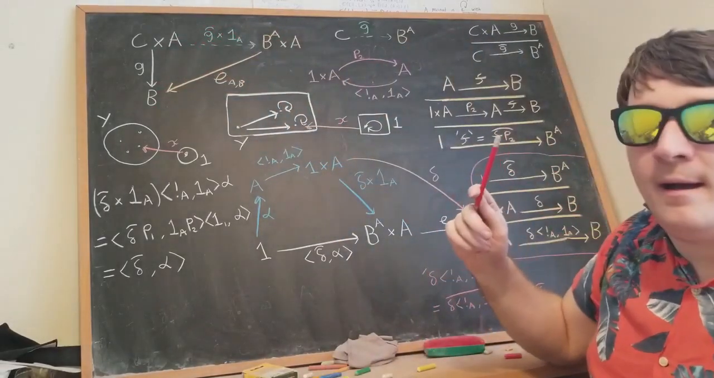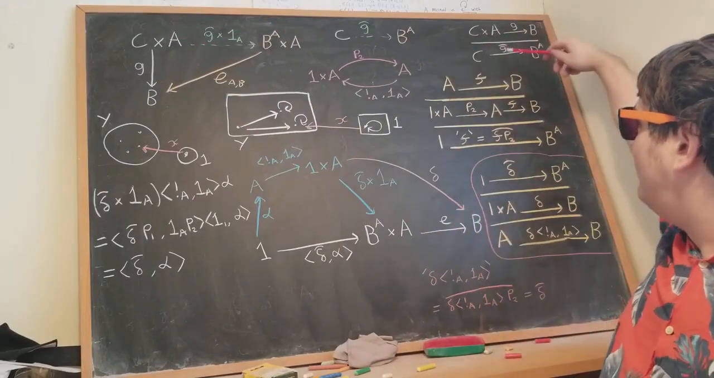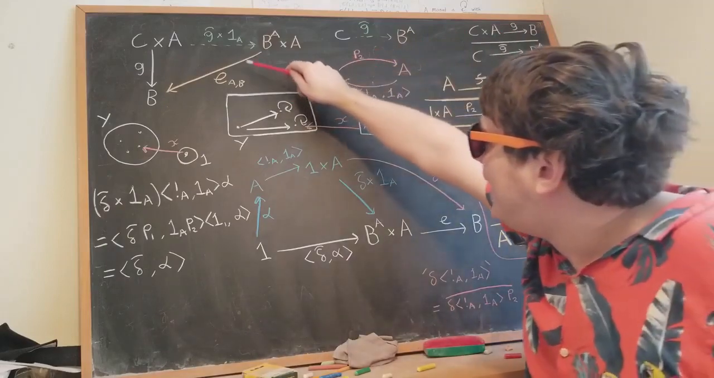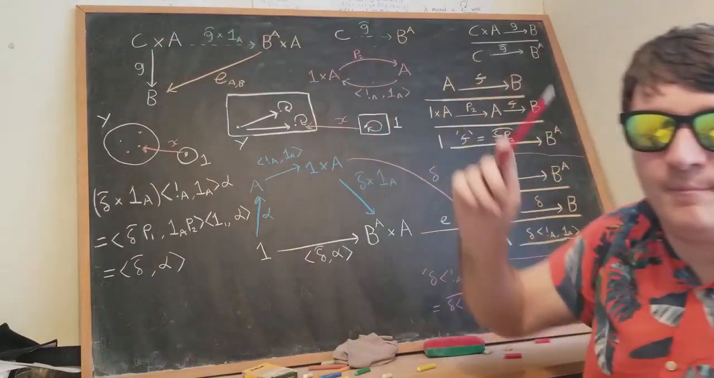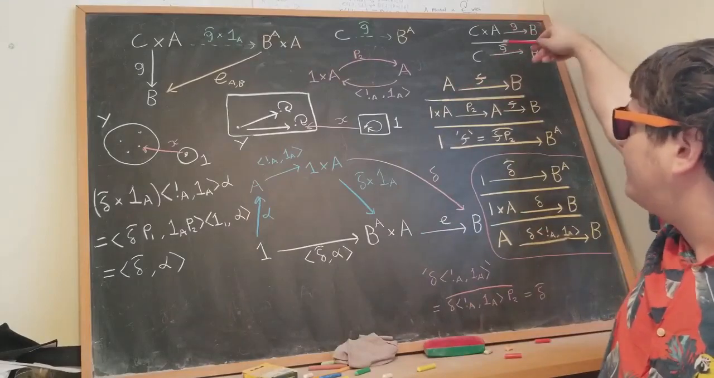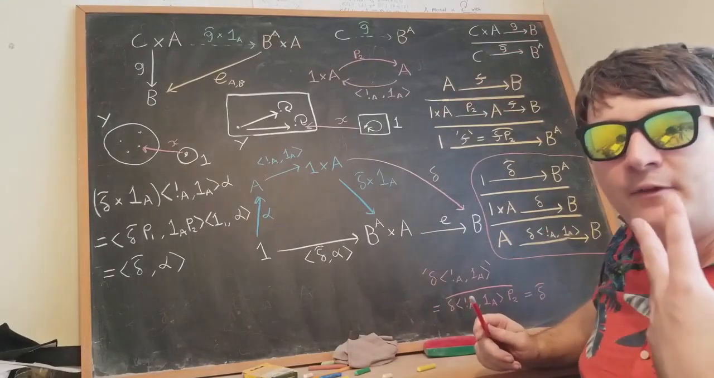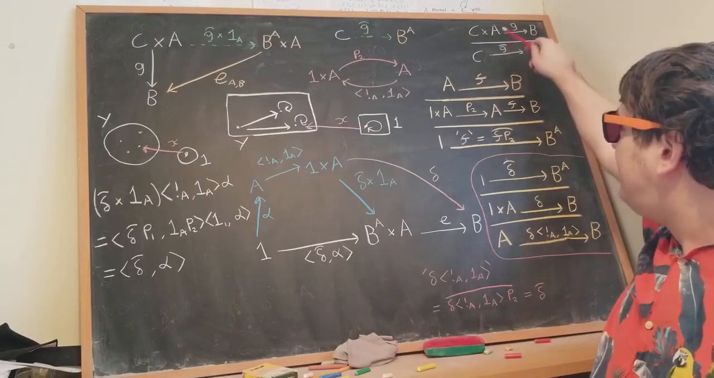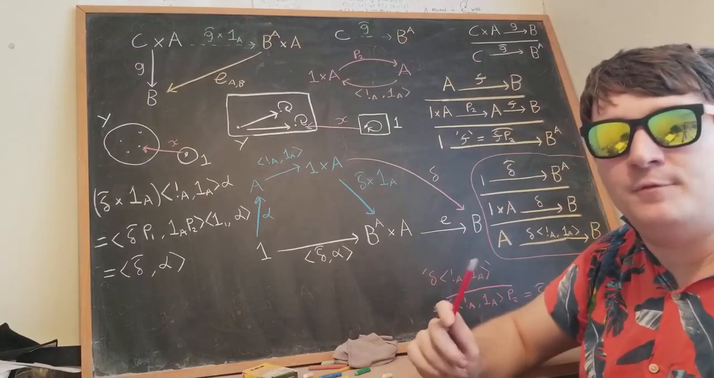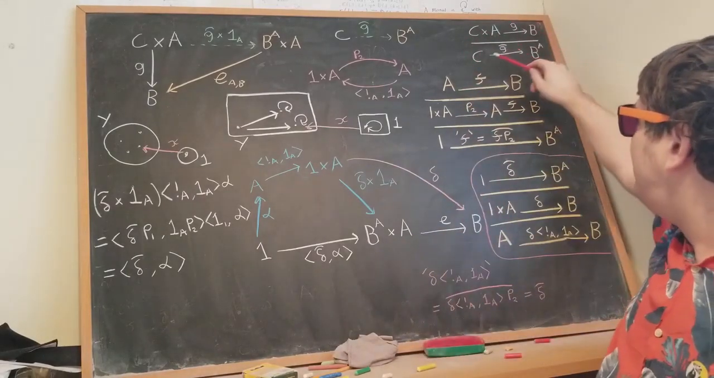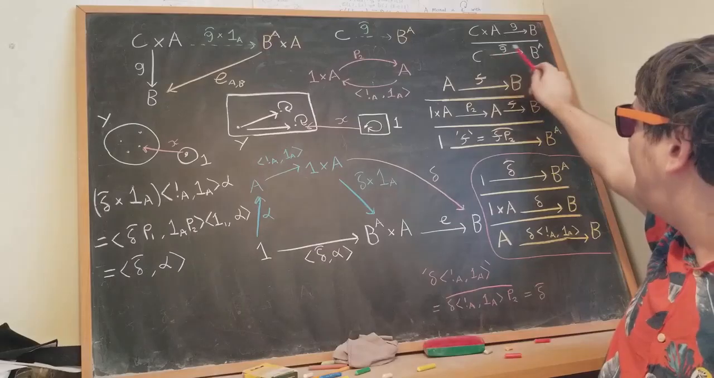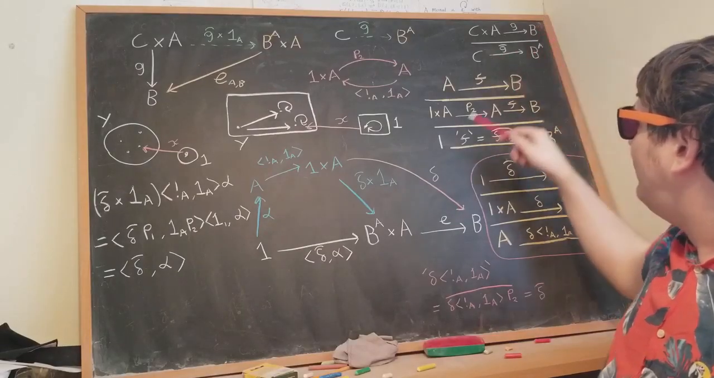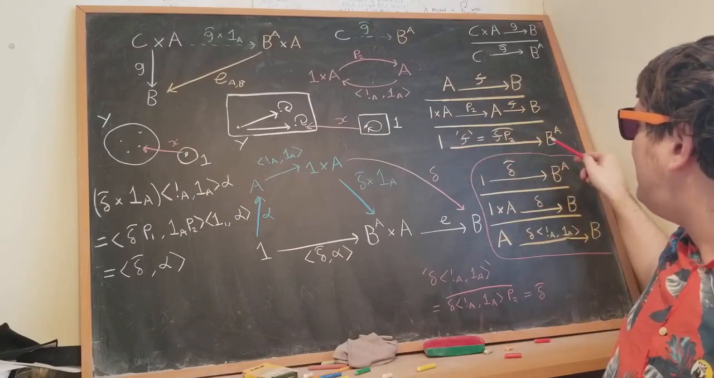And conversely, if we have g bar, then we can do e after g bar times 1 to recover g. Okay, so we can go both ways in this. Now, what we can do is think about what this relationship means when C is a terminal object. Because then this bottom line here is going to be a point of B to the power of A. So I'm writing it here: here's a point of B to the power of A.